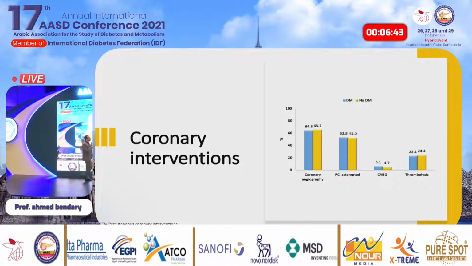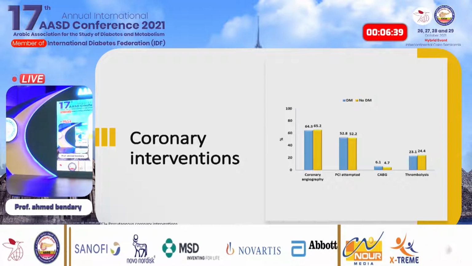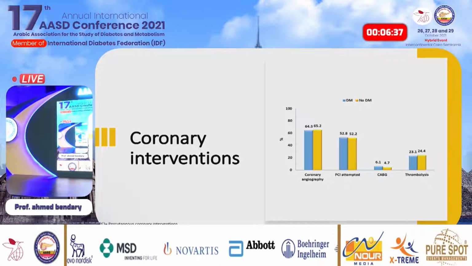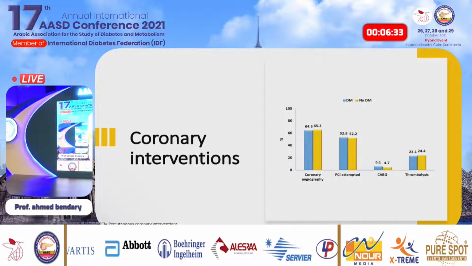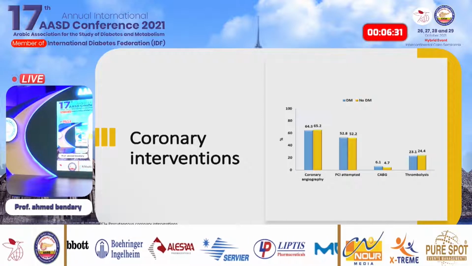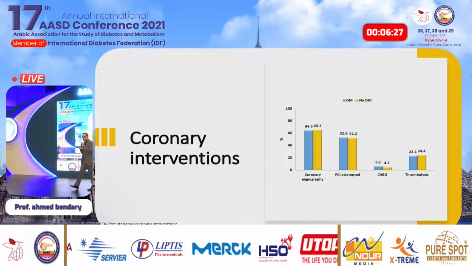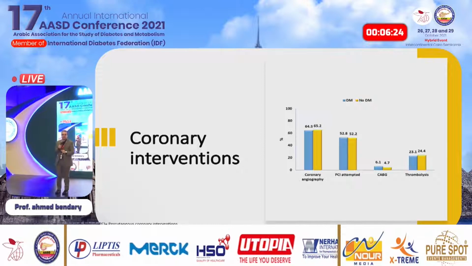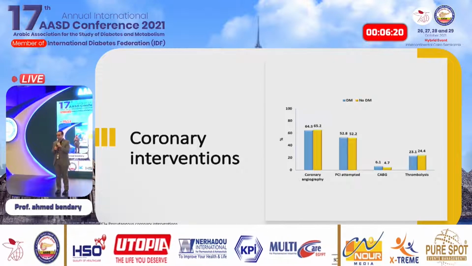If you look at the incidence of coronary angiography after myocardial infarction or ACS, the incidence of primary PCI, how many patients are subjected to CABG, and even how many patients were treated with thrombolysis, there was no significant difference between our diabetic patients and non-diabetics. This is in and of itself good news.